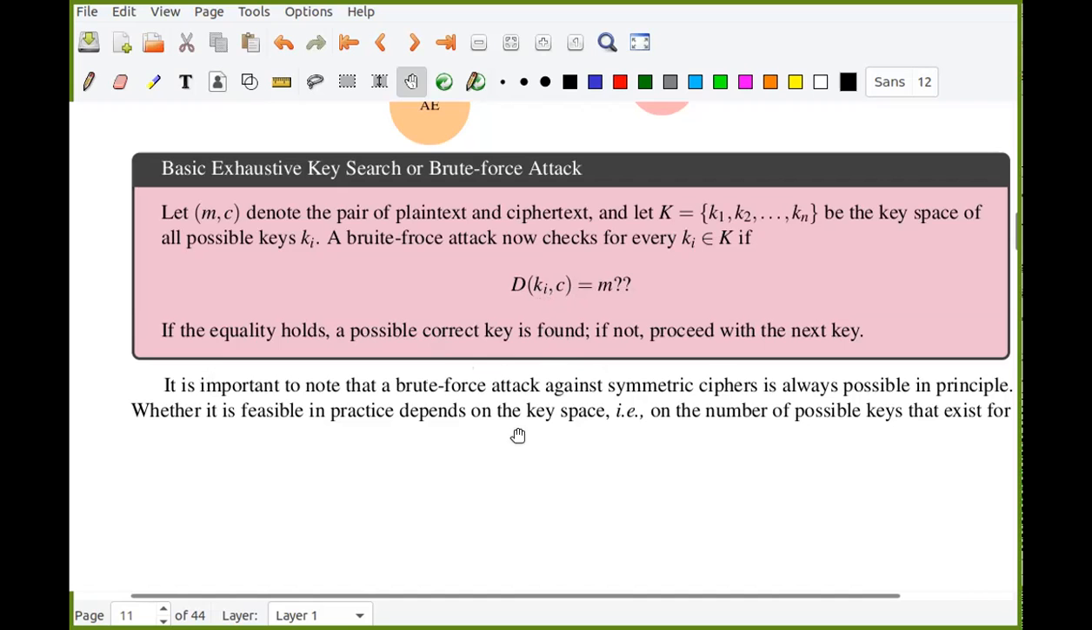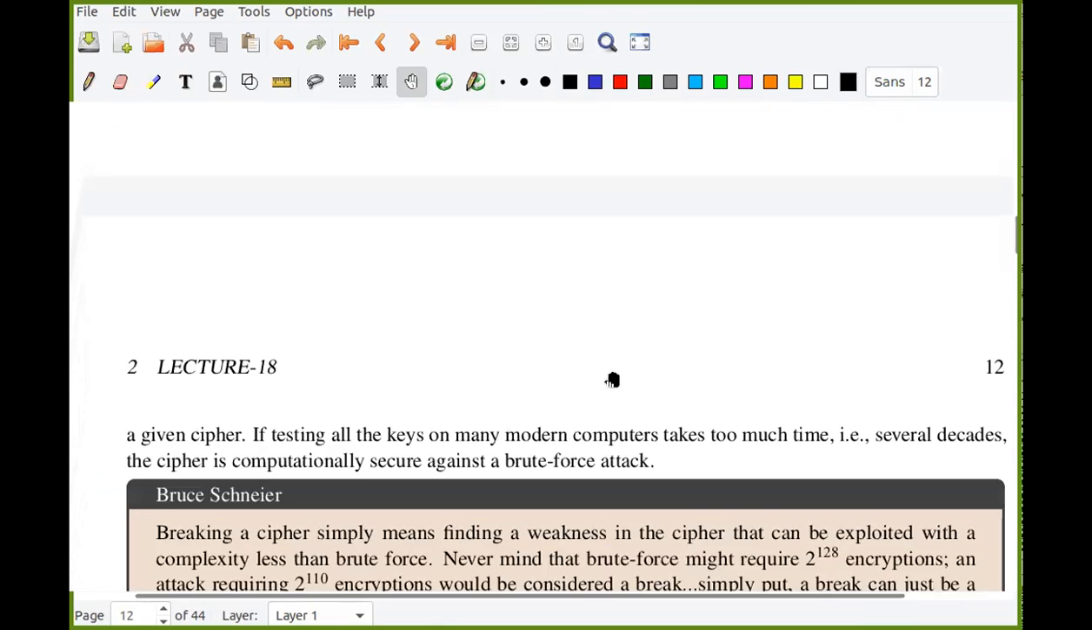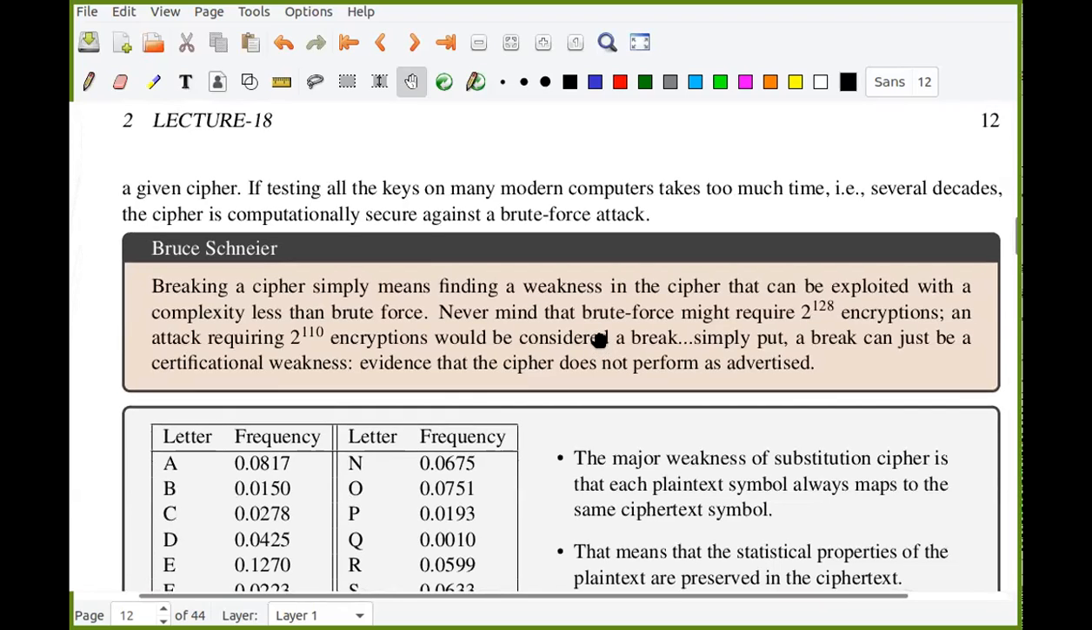It is important to note that a brute force attack against symmetric ciphers is always possible in principle. Whether it is feasible in practice depends upon the key space, that is, the number of possible keys that exist for the given cipher. If testing all the keys on many modern computers takes several decades, then we say that the cipher is computationally secure against the brute force attack.